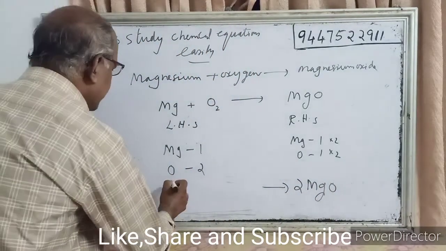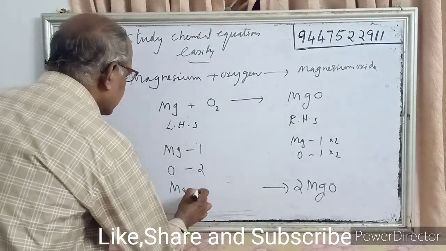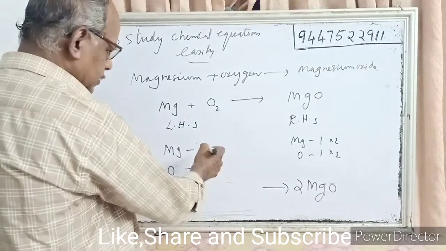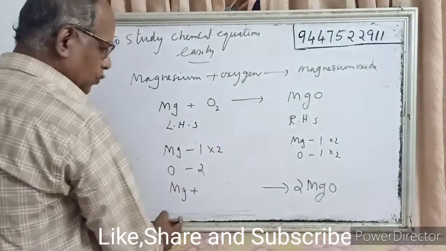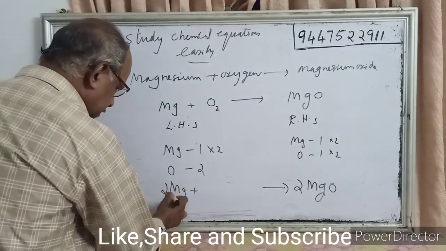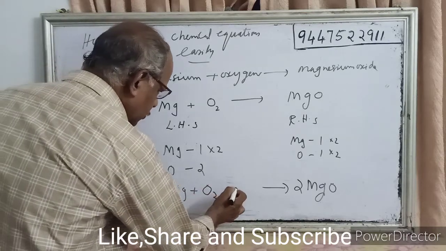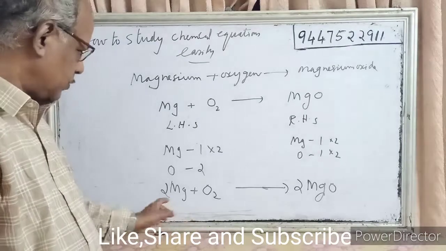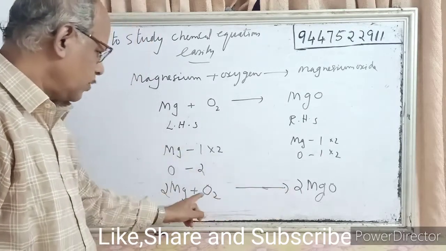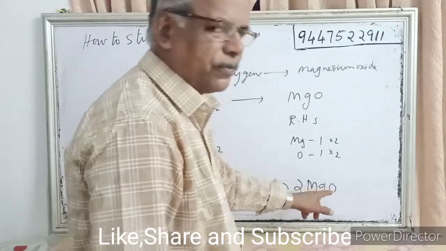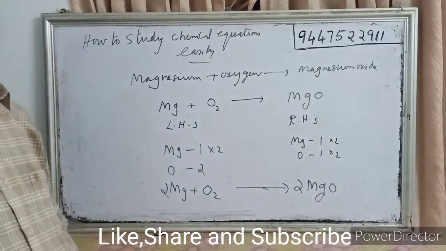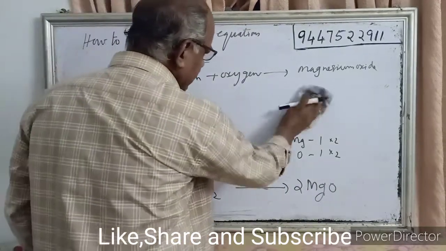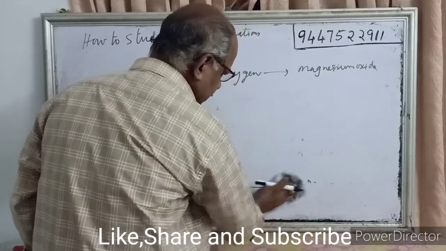So here, Mg plus O2: magnesium is only 1 here, but now there is 2 on the right. So multiply magnesium with 2. So 2 Mg plus O2 gives 2 MgO. That is the balanced chemical equation: 2 magnesium, 2 magnesium; 2 oxygen atoms, 2 O. So this is a balanced chemical equation. Now you have to study some more examples of balancing chemical equations.